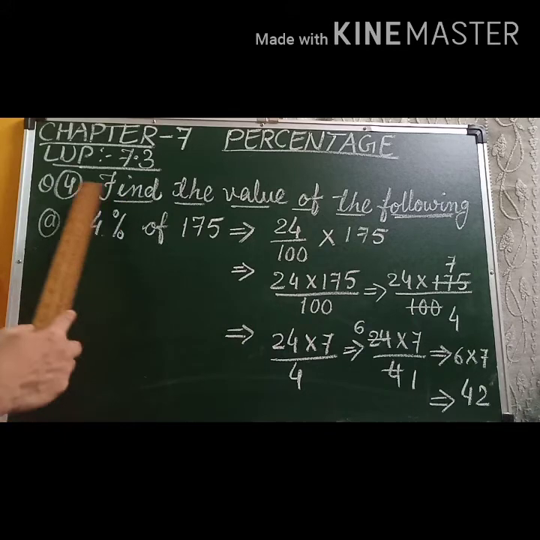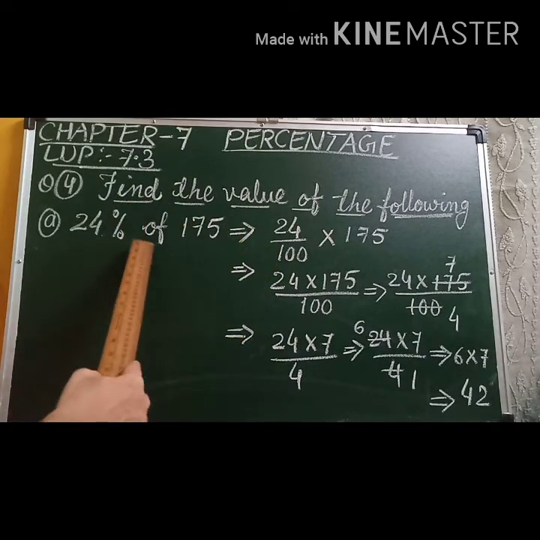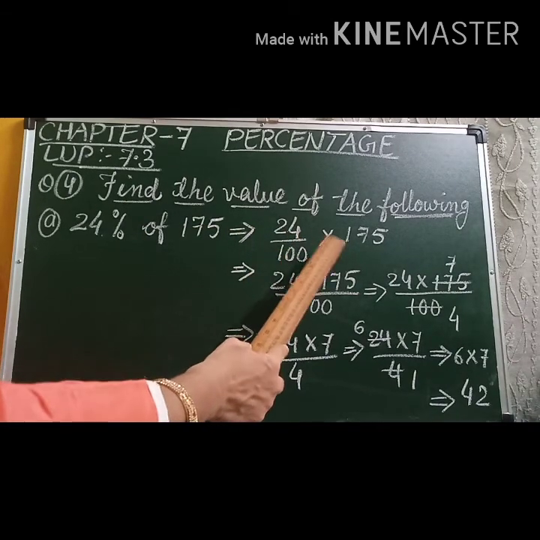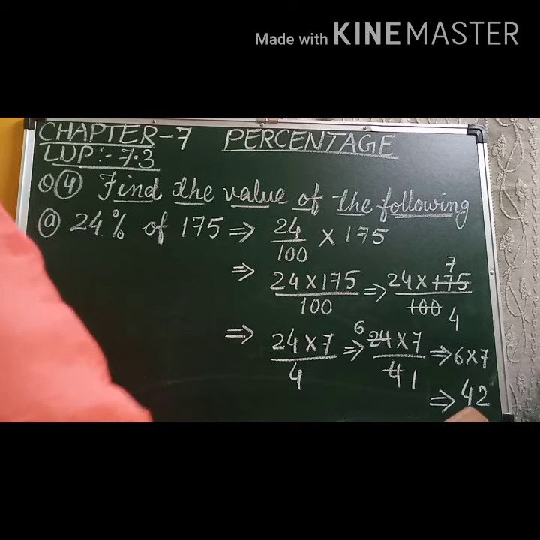We have to write 24% as a fraction and we have to write "of" as multiplication. Then we have to solve the term and we are getting the answer 42.